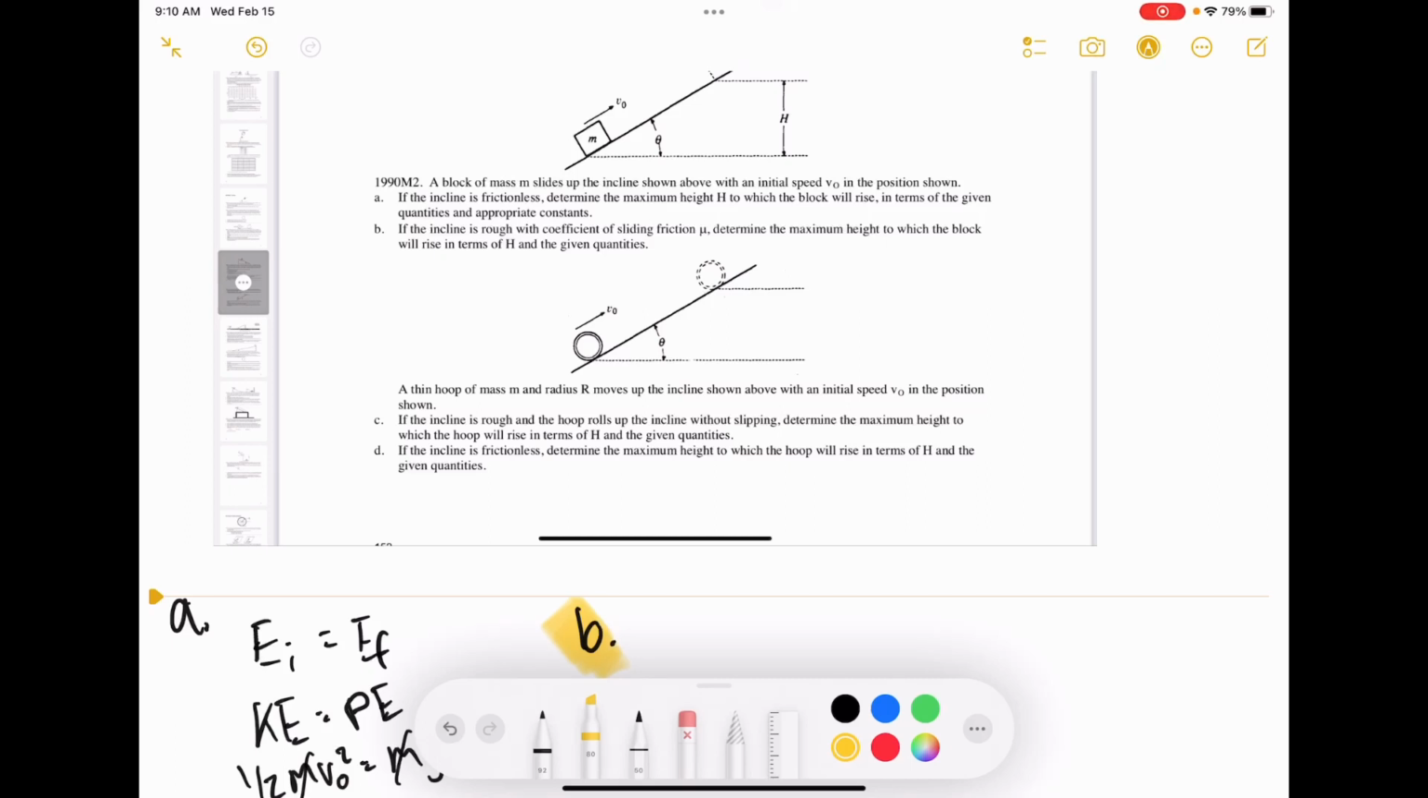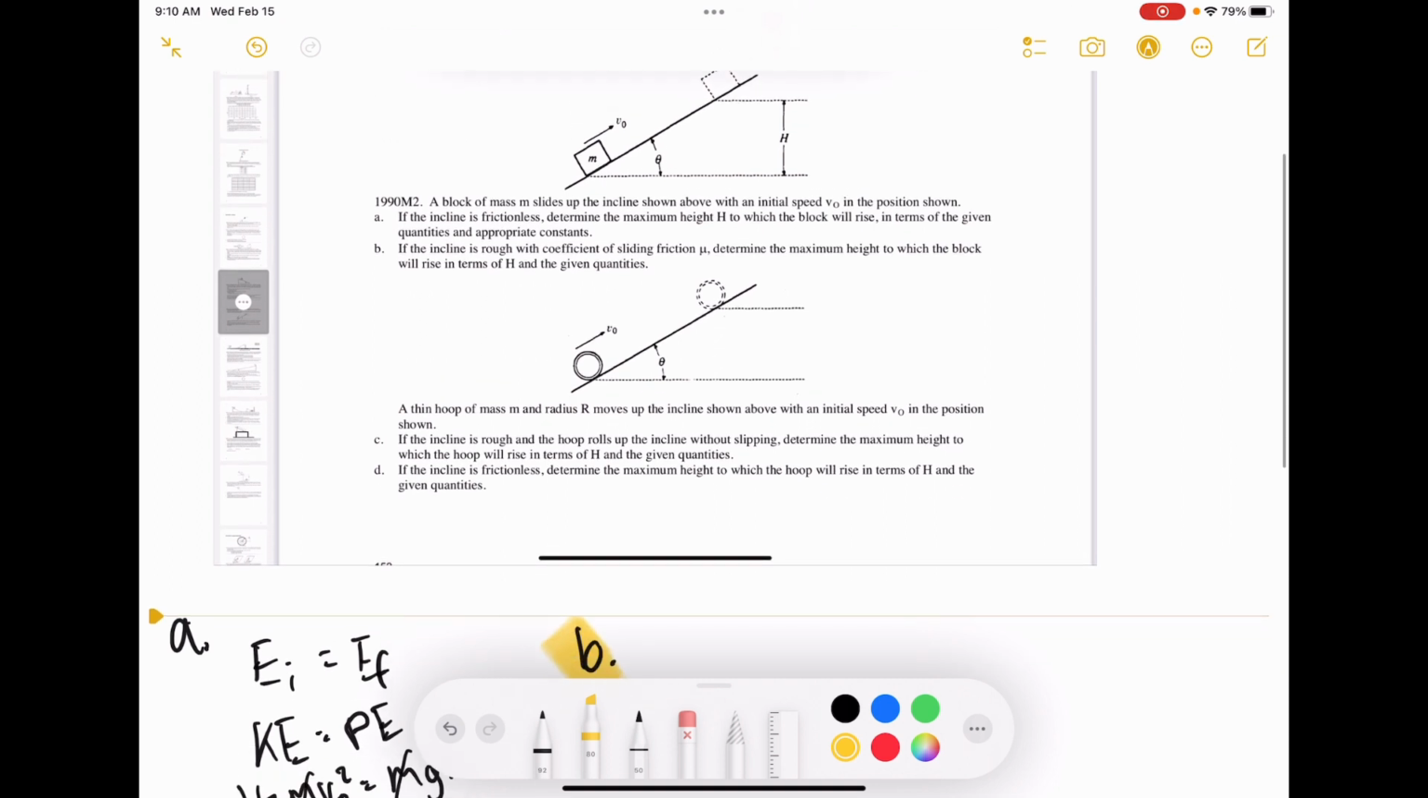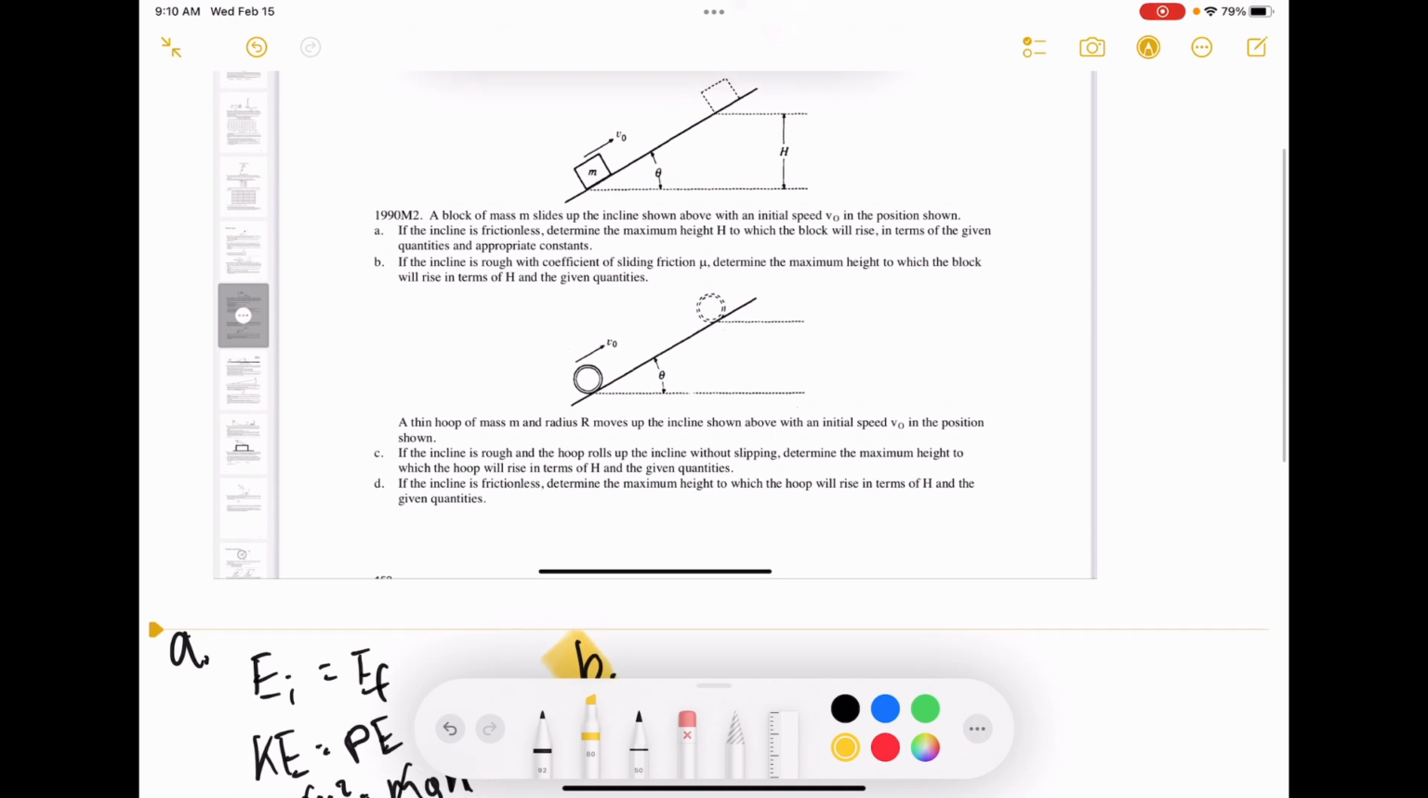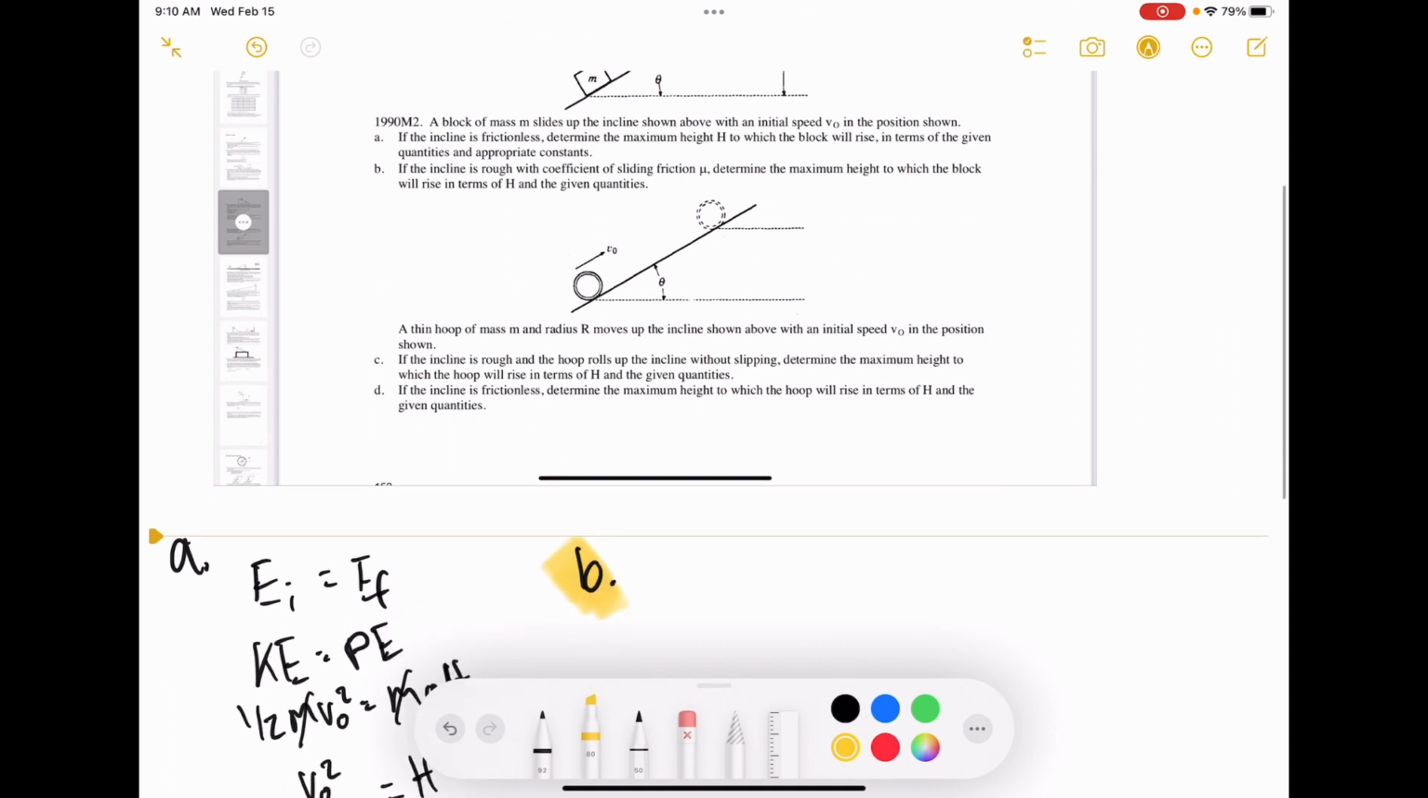Hello, let's look at part B. So this one is a little different. It says, if the incline is rough with a coefficient of sliding friction mu, determine the maximum height to which the block will rise in terms of h and the given quantities. Okay. So this is actually a very similar question as before. But for this question, we're now actually concerned with friction. So we need to take friction into account.